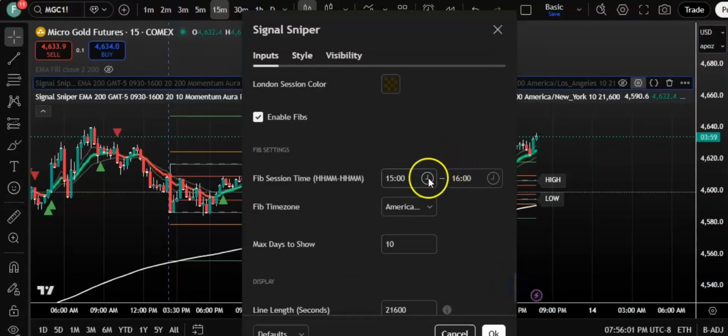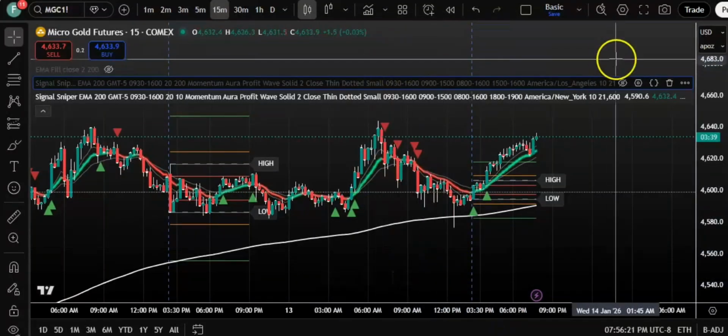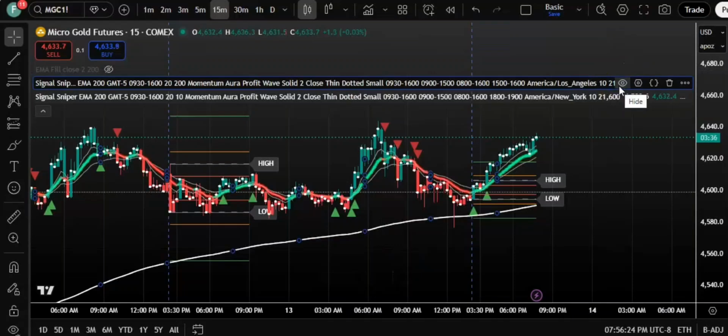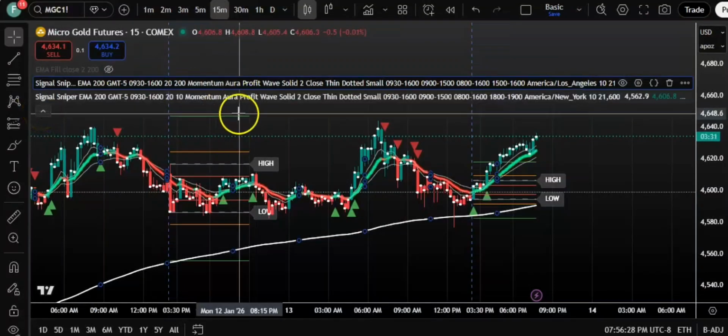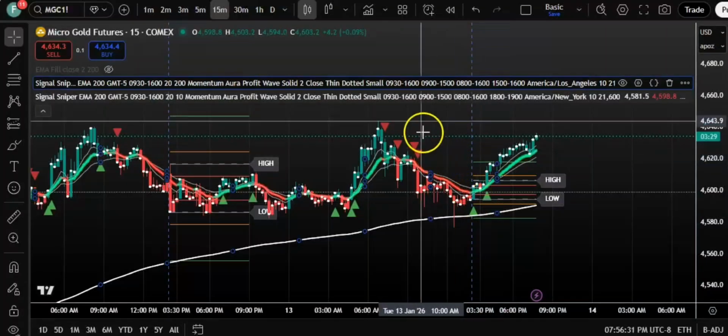And then the settings for the second one, this is to do it in the morning from 5 a.m. to 6 a.m. Pacific Standard Time. New York, that would be 8 a.m. to 9 a.m. So yeah, I'm gonna do Los Angeles just so you guys can see it doesn't really matter what time zone I'm in. And then I'm gonna turn this on, and now it's gonna show me pretty much the fibs for both.